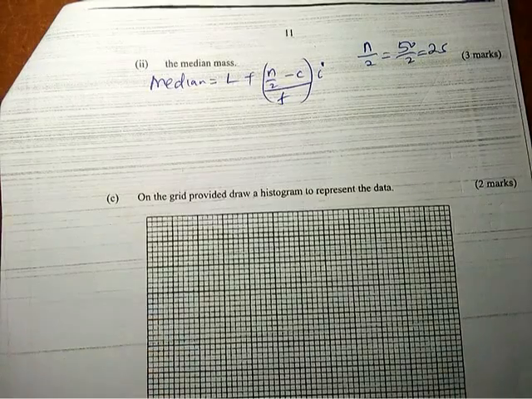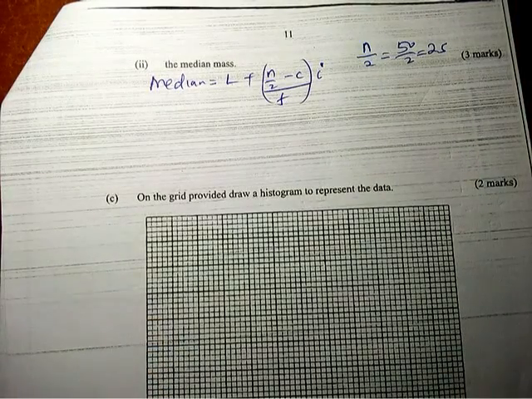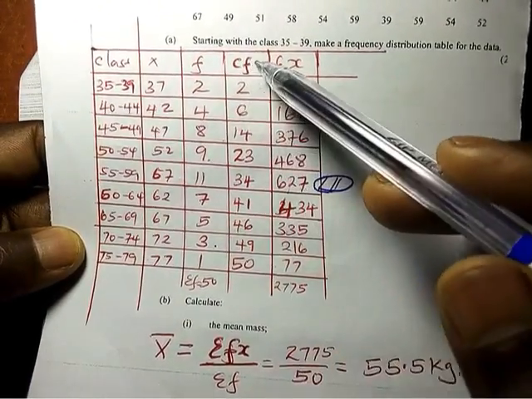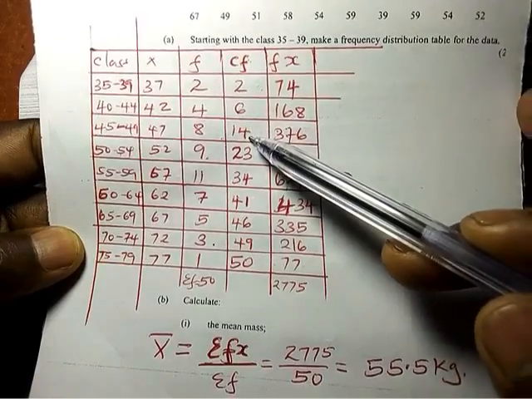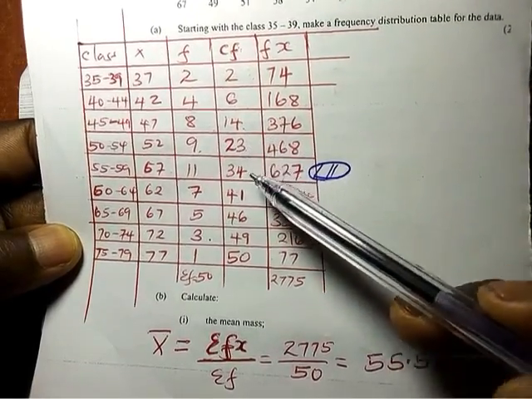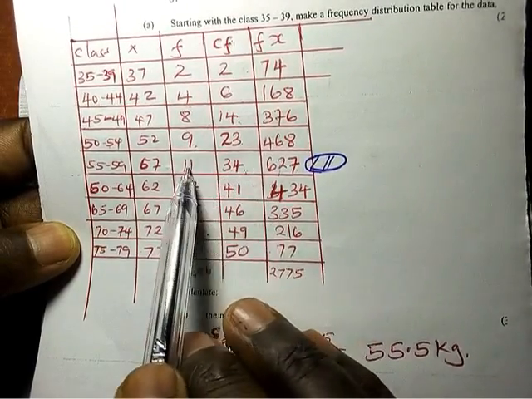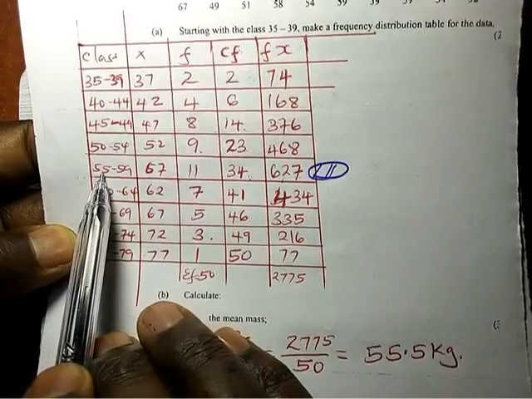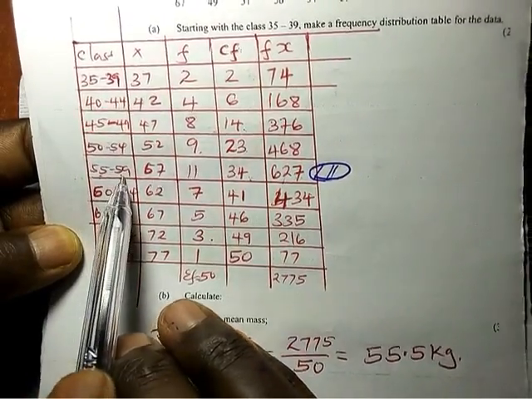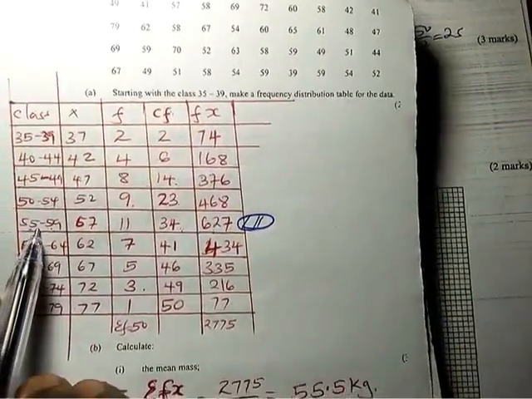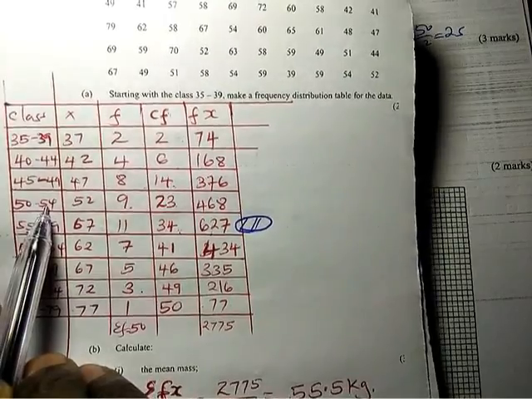So we go to our table and look at where 25 lies. Looking here, in our cumulative frequency, 23 is behind, so our median class lies here at 34. So our median class is 55 to 59. Therefore, L is the lower limit of our class. The lower limit is going to be 54.5.